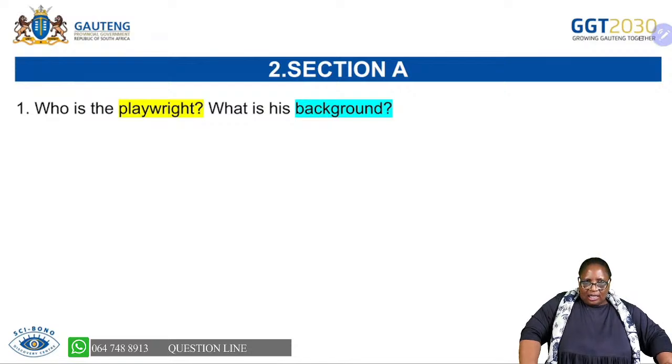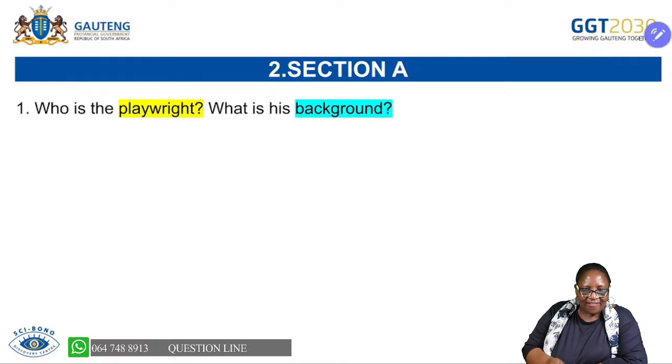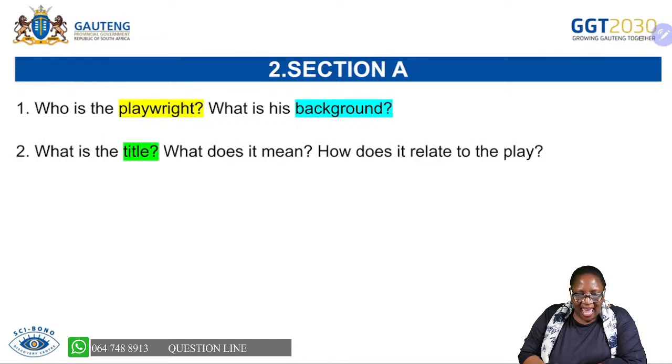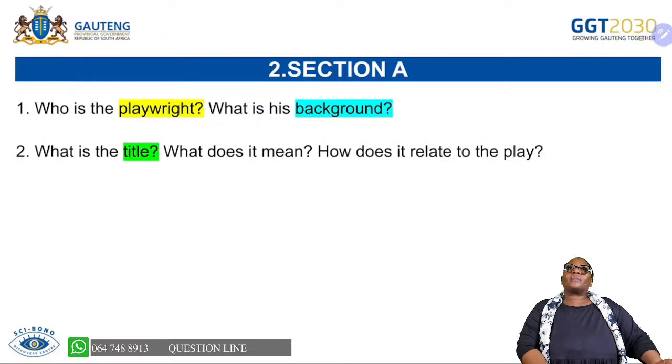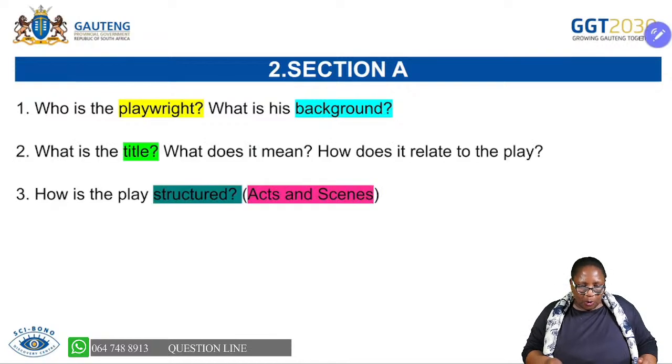I want you to look at the following questions. I'm going to give you 3 minutes to check these questions, write them down on paper and answer them. Who is the playwright of My Children, My Africa, and what is his background? What is the title of the book that we are studying, and how does it relate to the play?